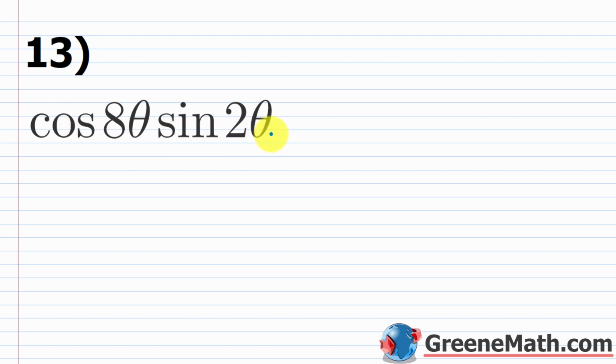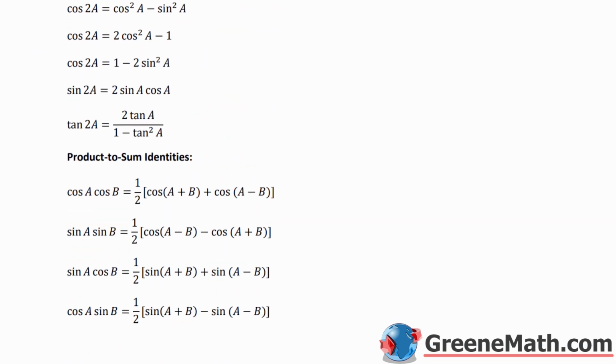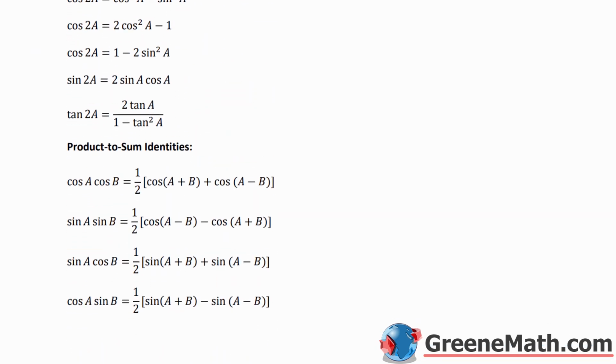So this is a product right now. We're multiplying these guys together, and we want to write it as a difference. You want to go up to the product to sum. So right now, you want to use this one. The cosine of A times the sine of B is 1/2 times the quantity sine of A plus B minus the sine of A minus B.